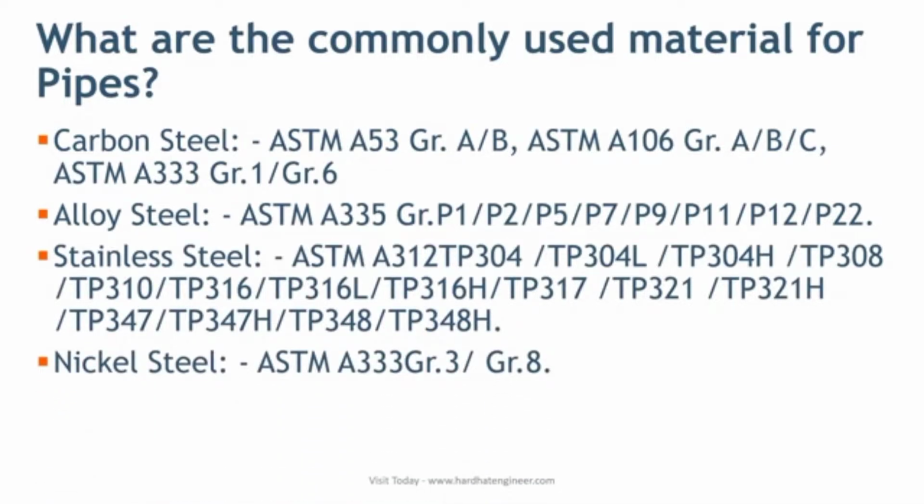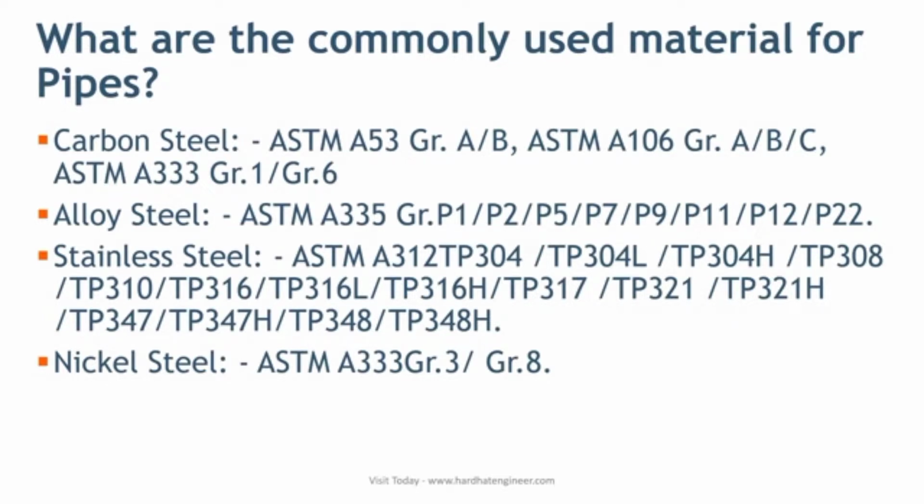Material questions are very common. The interviewer will ask this question to check your fundamentals. Questions such as which material grade of pipe or fitting or flange you have worked with. To answer these questions, you should know some of the most frequently used material grades in piping. Here I will show you the list of carbon steel, alloy steel, stainless steel and nickel steel grades. You can visit my website to read and remember these grades.